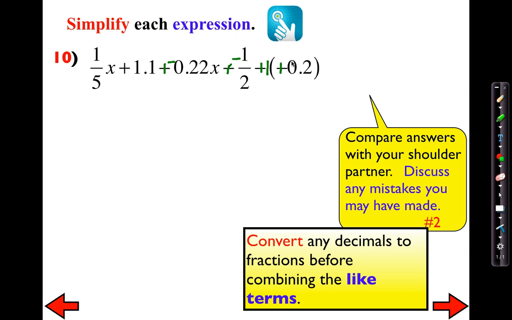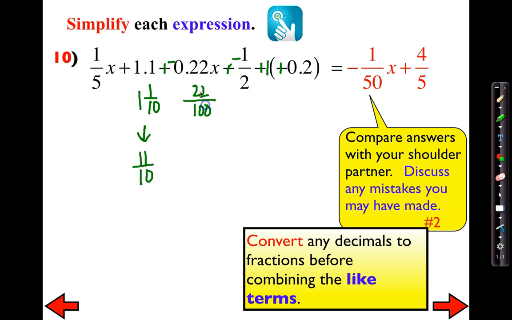Okay, so the answer is negative 1/50 x plus 4/5. Hopefully you converted these into fractions and you're able to figure it out from there. Just FYI, this would have been 1 1/10. And if you convert that into an improper fraction, that should have been 11/10. And this one here should have been 22/100. If you reduce it, you should have gotten 11/50.